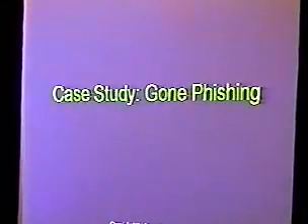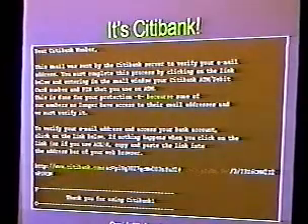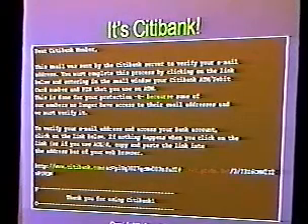Which takes me on to the first big case study we have. It's a group that we call Gone Phishing. I'm sure you've all seen emails like this. "Dear Citibank member, we need you to verify your email address by clicking on this link and entering in all your personal information." For someone who hasn't seen this, at first glance, it could probably even look like a real email from Citibank. But there's a couple of problems.